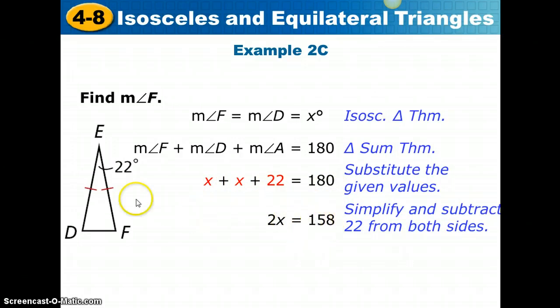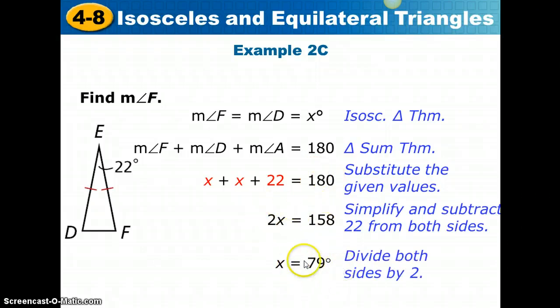Many of you may have started with this equation, knowing that each of these added together must equal 158 because you did the 22 subtracted from 180 first. That's okay, as long as you get that x is 79. Now, that is the measure of angle F and D, so the measure of angle F is 79 degrees.